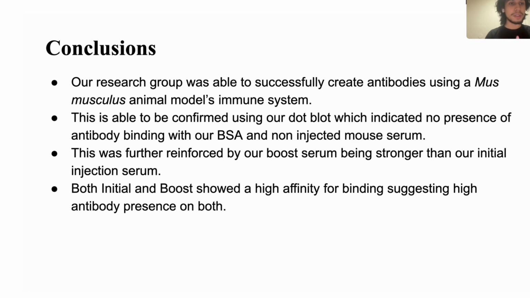However, both our initial and our boost did show a high affinity for binding. This can suggest high antibody presence. However, this can also be due to us actually having a lot of GFP. We did have 50 GFP in total, and our GFP was bright green. So this can showcase that we did have a lot of GFP. We were not able to measure this with techniques due to specific time constraints. However, this is something that I would put in future directions in order to see if this did play a role in both our initial and our boost having very strong affinity for antibody presence or antibody binding.